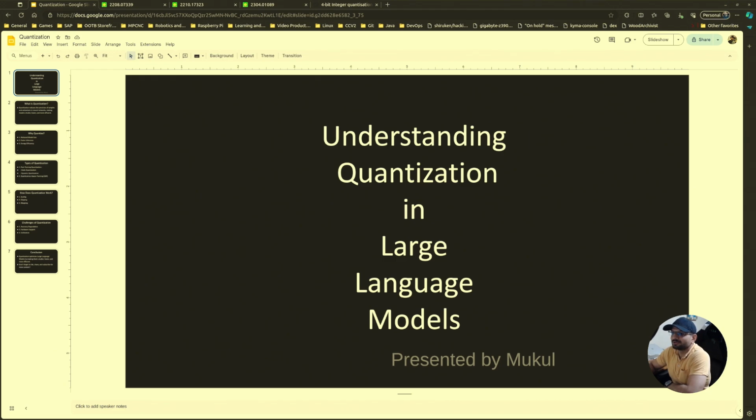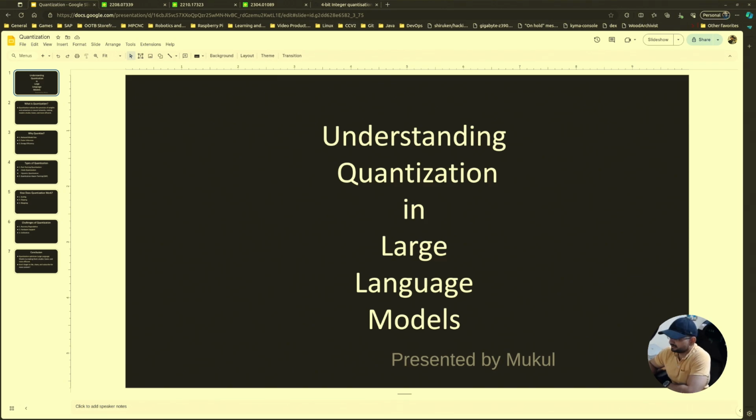Today we are going to talk about something really cool in the world of AI and machine learning, and that is quantization in large language models, or LLMs as we know them. Don't worry if you haven't heard about these terms before. I'll explain everything in simple terms with a full analogy. So let's get started.